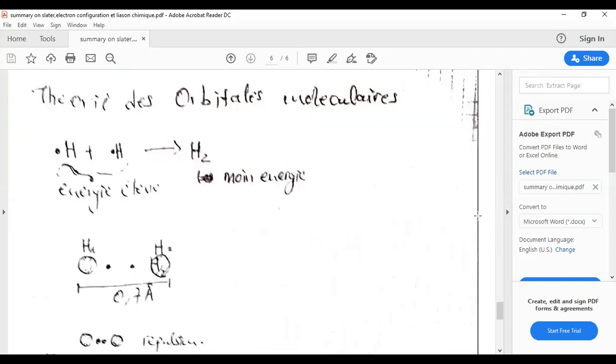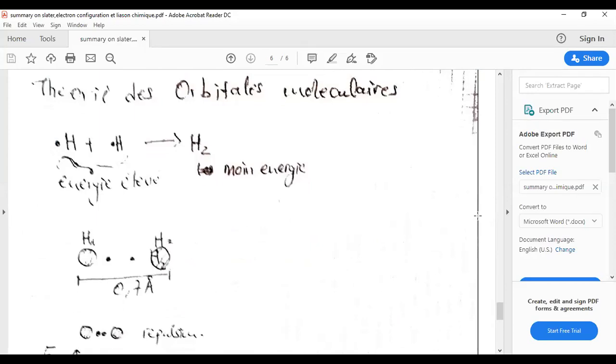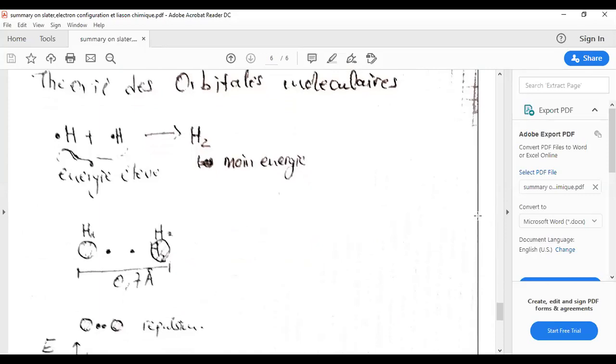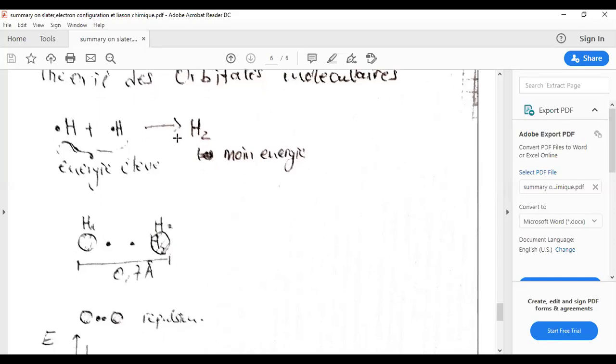Yeah, even though it's not that clear. So, theory, the orbital molecule. How does a hydrogen atom bond? That's what we're going to learn here. If you try to bond hydrogen plus hydrogen, it will give you hydrogen gas. This is the hydrogen gas which it will give you. So what really happens when this bonding is happening?